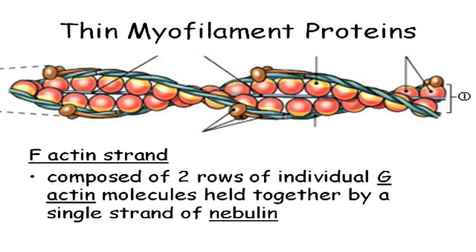Now, each little ball is called G-actin. I don't know why, globular, I guess. G for globular, it's a little ball. And then when you take the balls and you string them together, and then you have a couple of strands, it's like taking a pearl necklace and closing it and then twisting it on itself, so that you've got two strands of pearls twisted around. The whole strand would be called F-actin. Each little pearl would be a G-actin molecule.